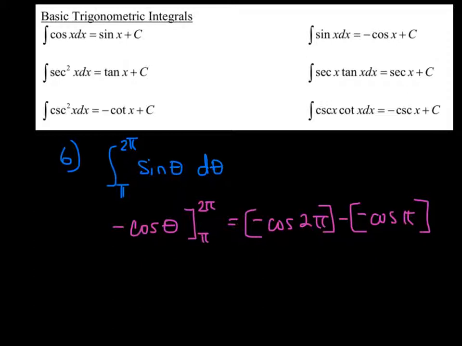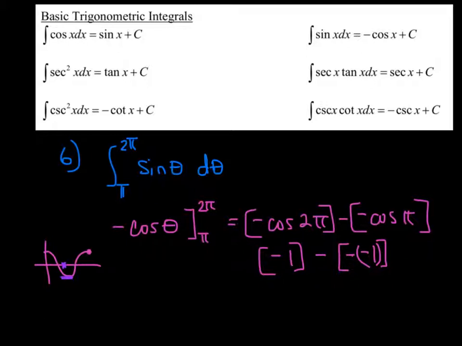If I think about cosine of 2 pi, here's my cosine curve. Cosine of 2 pi is right here, and that would be at a height of 1, so this would be negative 1 minus the negative of cosine pi. Well, pi is right here, and that would be right down here, and that would be negative 1. So I'm taking a negative of negative 1, which of course is going to be positive 1. There's lots of negatives here. So I have negative 1 minus, this is going to become positive 1. So negative 1 minus 1 is negative 2.